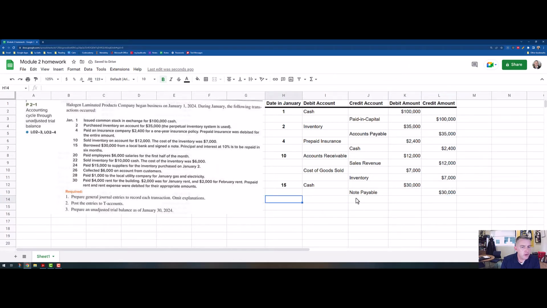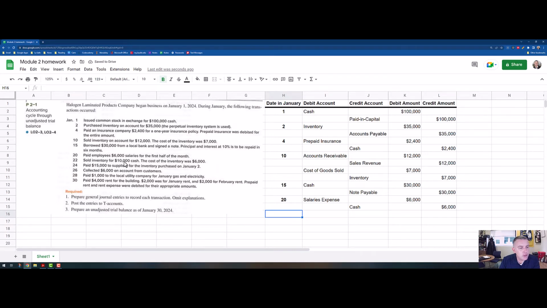How about the 20th? Paid employees $6,000 in salaries for the first half of the month. All right, so we're going to say salaries expense, and then cash. Now you might say, why is it not salaries payable? Well, because they're saying we paid employees, we paid cash. We did not have to accrue it yet because we made the payment, and we're not at the end of the month yet. We're still at the 20th. So this is a straight cash transaction.